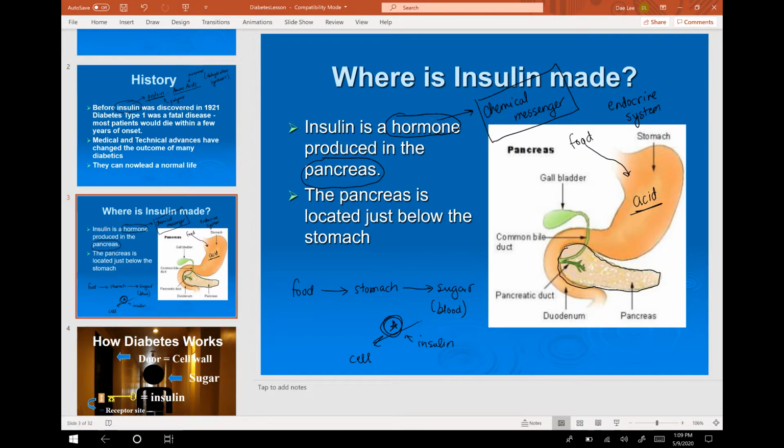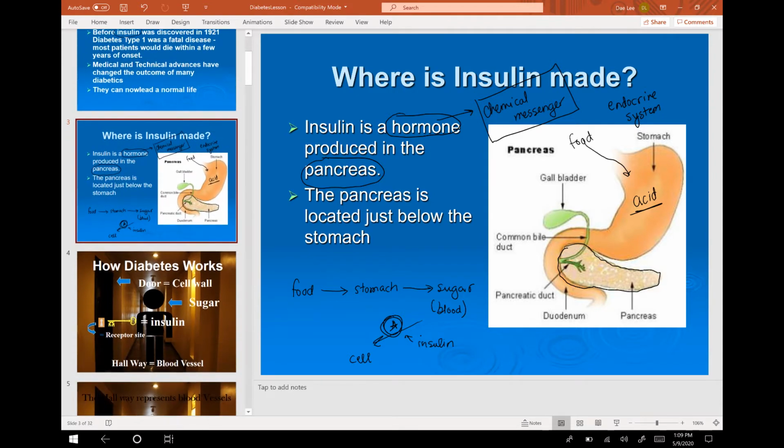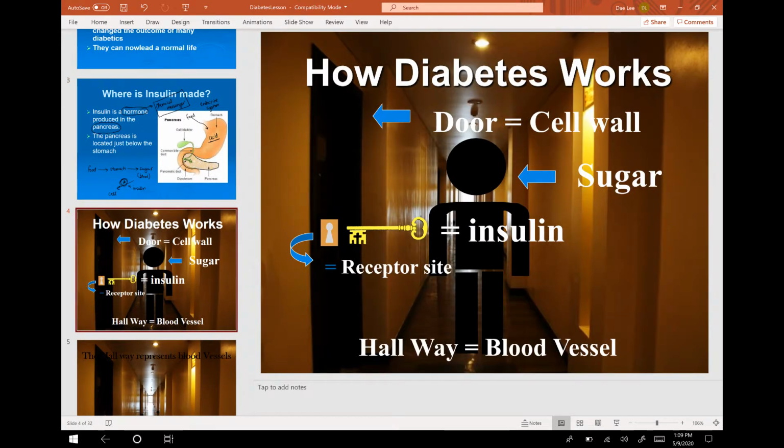So, let's talk about the difference between type 1 and type 2 diabetes. Now, I'm going to take it slow here because I can understand this could be a little difficult to understand. In order for you to understand how diabetes works, we're going to use the following analogy. We have the door, which represents the cell wall, okay, or the cell membrane. But either way, it's the outside of the cell. Things that are on the outside of the cell have not yet entered the cell. The person that you see standing here could be represented as sugar.